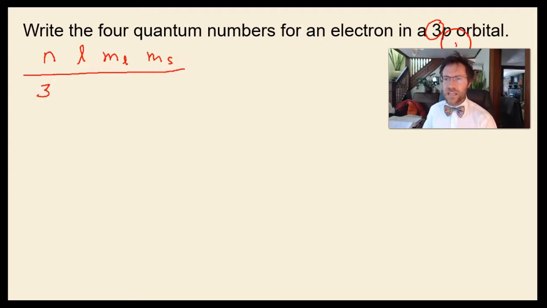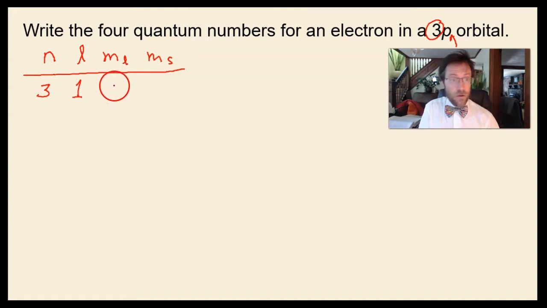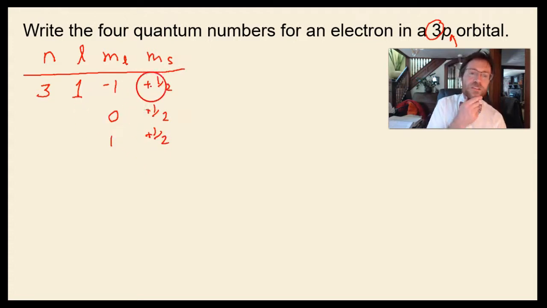So what does p stand for? What l number gives us p? Do you remember? I'll help you. It's 1. So the l is going to be 1. My m sub l, if you'll remember, is a range. It can be -1, 0, or 1. And m sub s is either going to be plus or minus 1/2. So here's plus 1/2. But I also need minus 1/2.